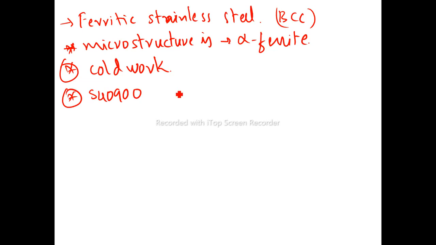S40900, and the composition is 0.08% carbon, 9% chromium, very small quantity, 1% manganese, 0.5% nickel, and 0.75% of one more new element, which is a key factor for increasing the strength of this ferritic stainless steel, 0.5% of titanium. Hence, due to this, it is more ductile, malleable and corrosion resistant.